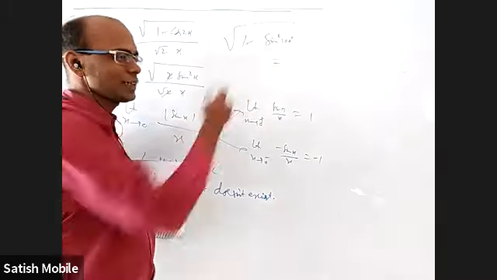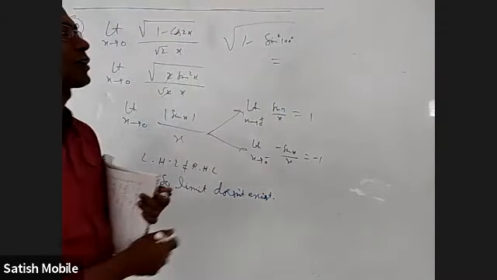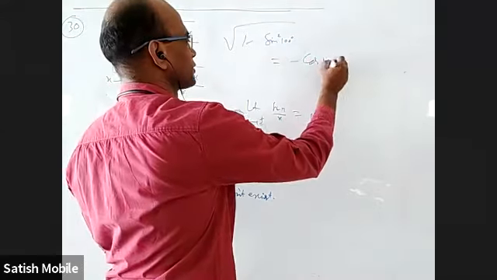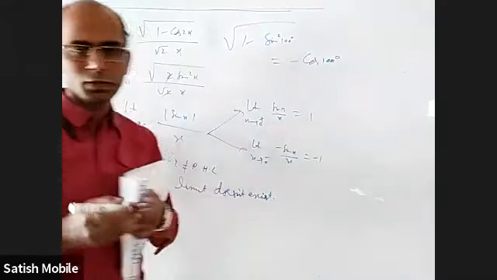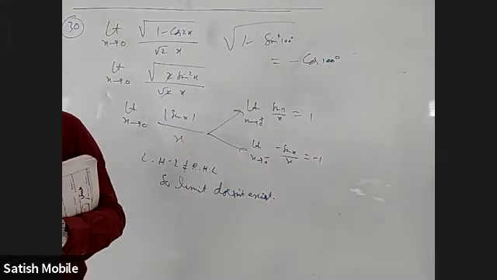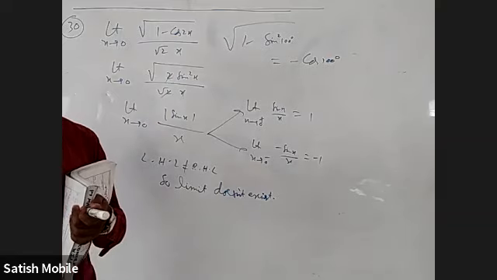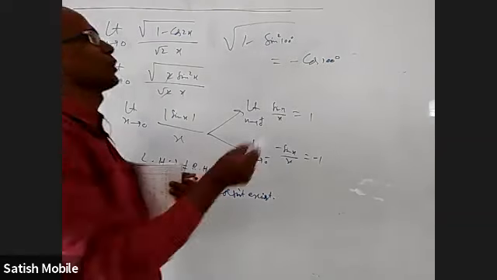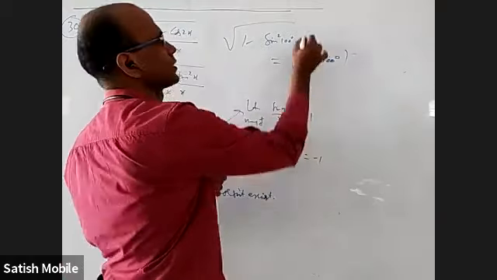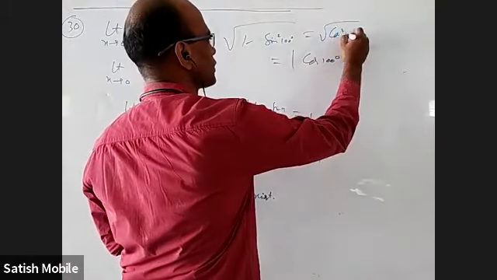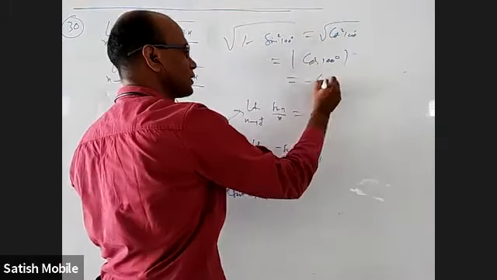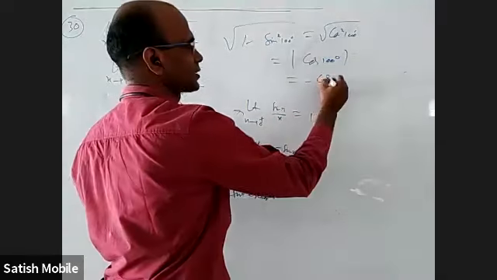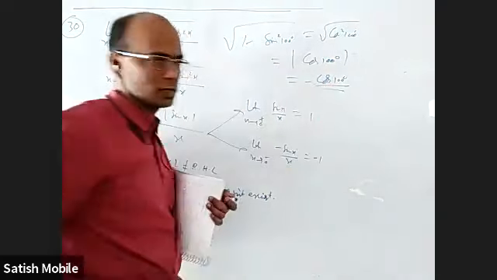Root is there. Final answer I am asking. It is not cos 100, it is minus cos 100 degrees, because cos 100 degrees is negative. Second quadrant, right? So you have to write mod cos 100 degrees. It is square root of cos square 100 degrees, mod cos 100. And whenever x is negative, mod x is minus x. So minus cos 100 degrees is the answer.